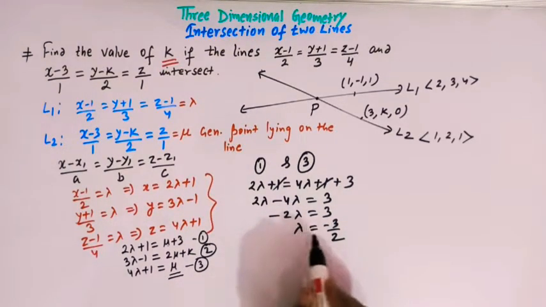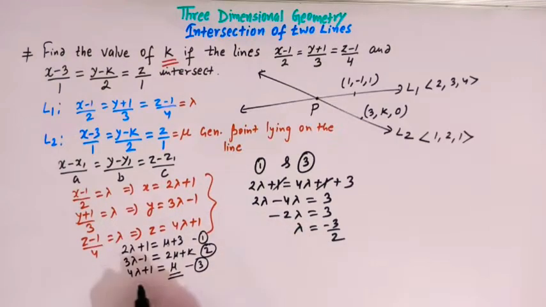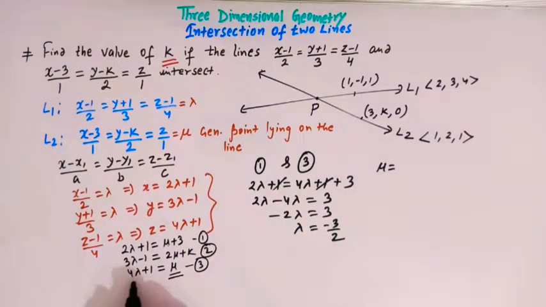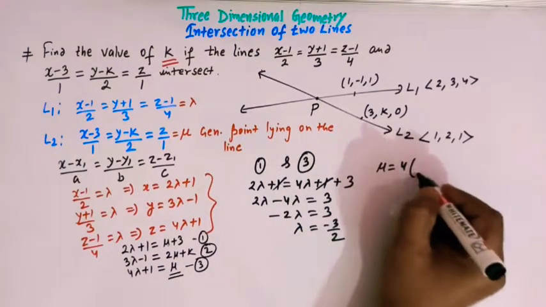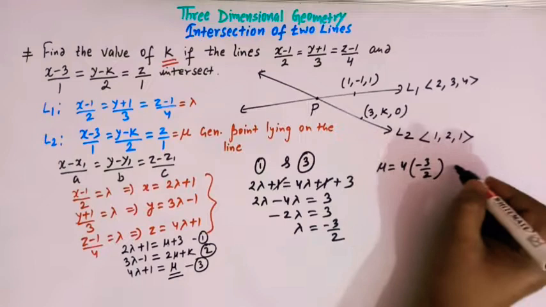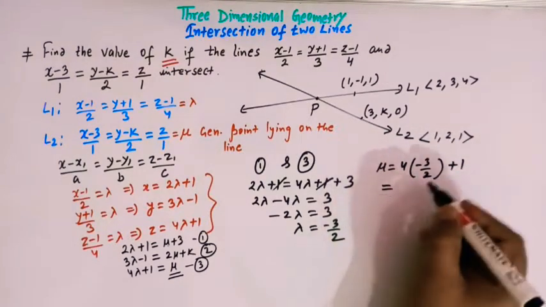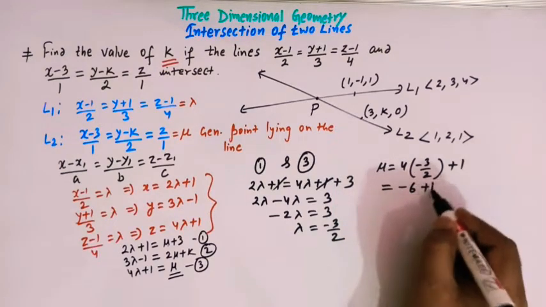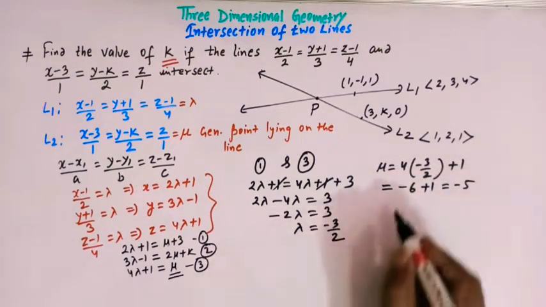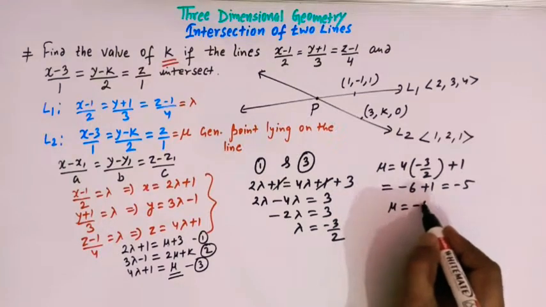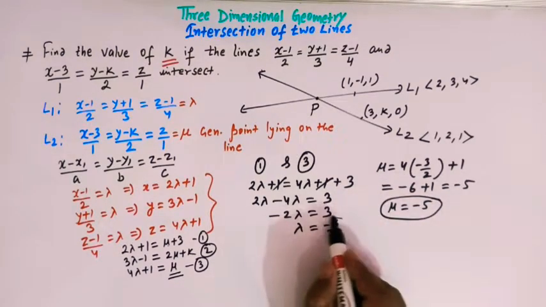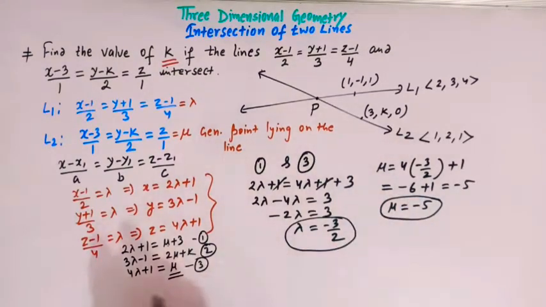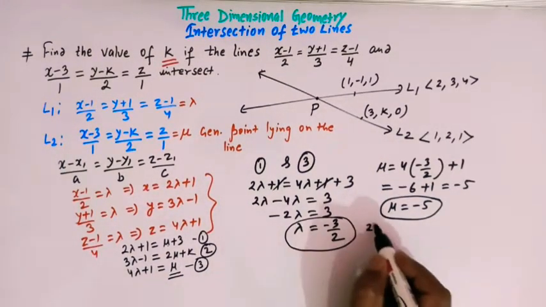Now if we substitute this value of lambda in equation 3, we can get the value of mu. So mu is 4 times minus 3 over 2 plus 1, that is minus 12 over 2, that is minus 6 plus 1, so this is minus 5. So mu is minus 5, and lambda is minus 3 over 2. Now we can substitute these two values in equation number 2.